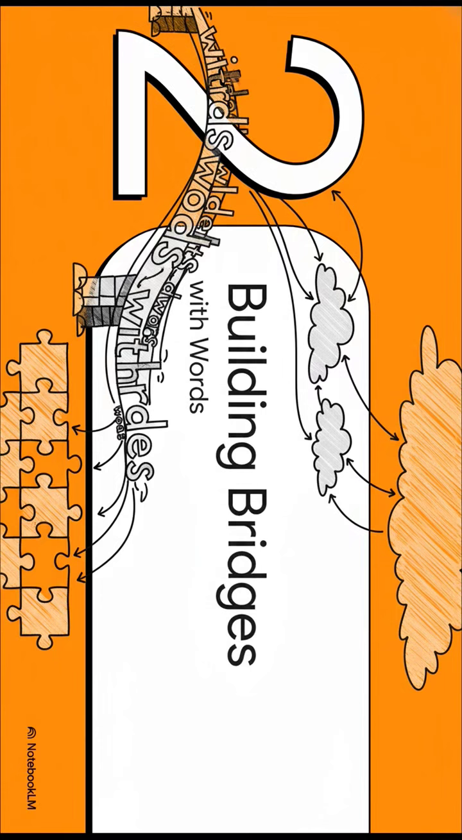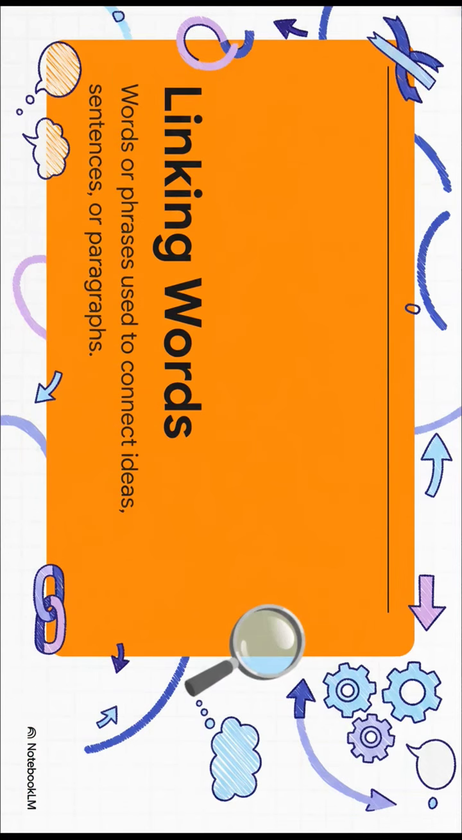We're going to use some special little words that act like connectors, basically gluing our ideas together so they're strong and make perfect sense. And that brings us to the hero of our story today, linking words. The official definition is super simple. They're just words or phrases we use to connect ideas, sentences, or even whole paragraphs. Their whole job is to make what you're saying clearer, smoother, and just way more organized.